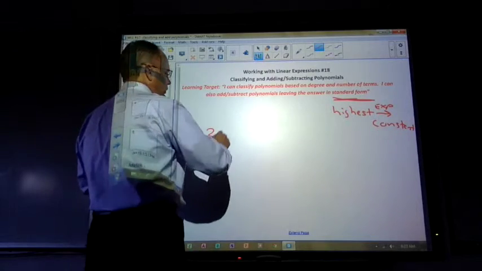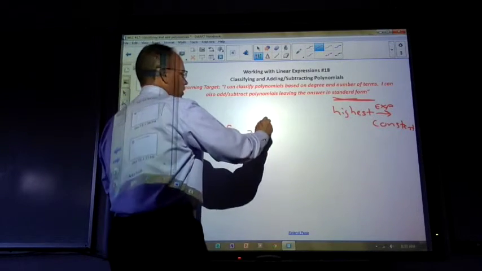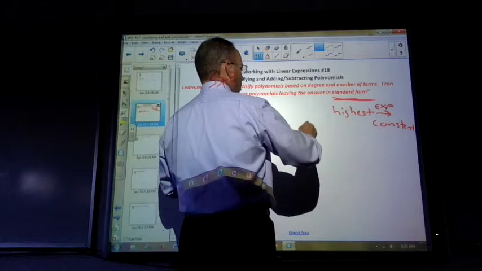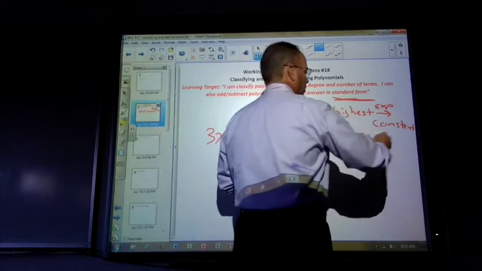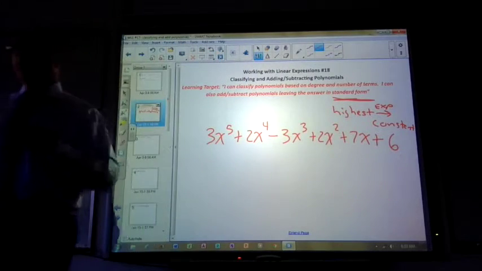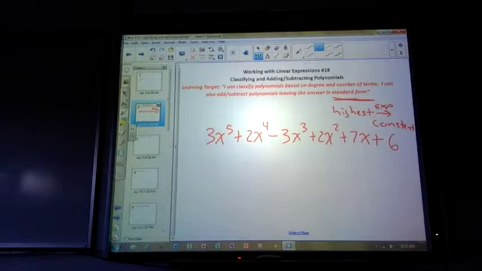If you saw, hey, I have 3, what does that mean? There's not a variable attached to it. So a constant is just a number. And then highest exponent to the constant. So you're going to be writing things like 3x to the fifth plus 2x to the fourth minus 3x to the third plus 2x squared plus 7x plus 6. The 6 is the constant. It's not changing at all. So standard form is going highest exponent to lowest exponent. And we're going to add and subtract polynomials.